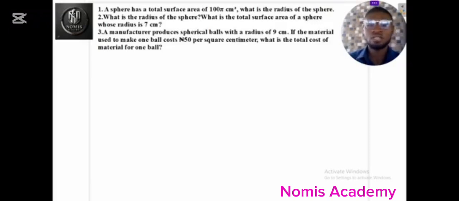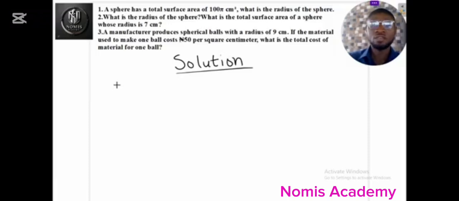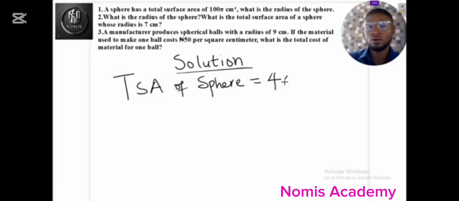So let's solve some questions using this formula. A sphere has a total surface area of 100 pi centimeters squared. What is the radius of the sphere? So let's go into the solution. I've told you, any question that requires you to apply a formula, that formula must be stated first. TSA, what do I mean? Total surface area of sphere is equal to 4 pi r squared.